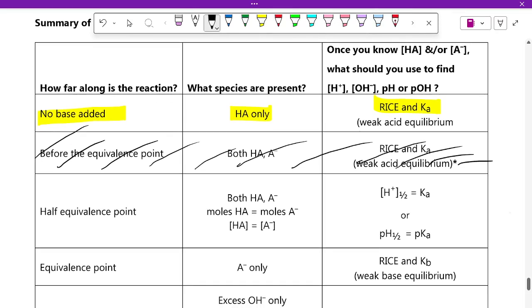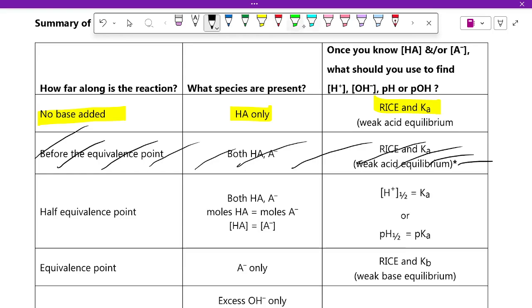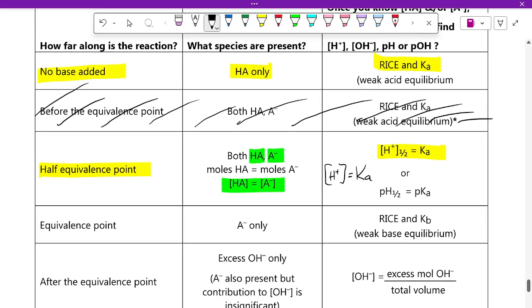At the half equivalence point, what do you have? You have both HA and A minus, and those two are equal. So at the half equivalence point, the hydrogen is equal to Ka. And remember, maybe I should just write it like that. That's hydrogen is equal to Ka. I find that half is sometimes confusing to people because they think it's half the concentration. It's not. We said that already, but just to remind you.